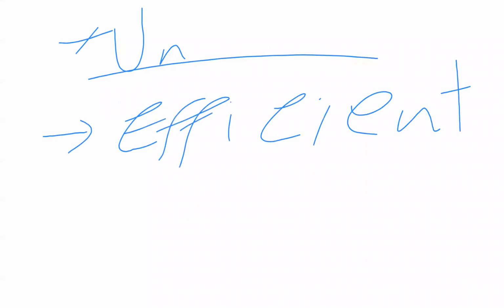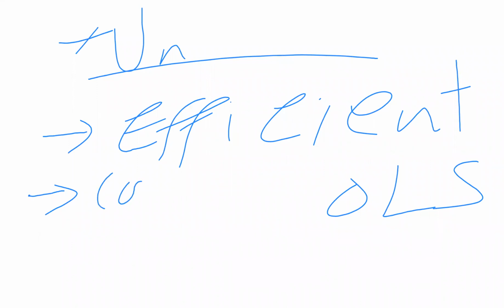The OLS estimator, ordinary least square estimator, is supposed to be efficient. If it is supposed to be unbiased, it is supposed to be efficient. And what else is the property of this one? It is supposed to be consistent, isn't it?